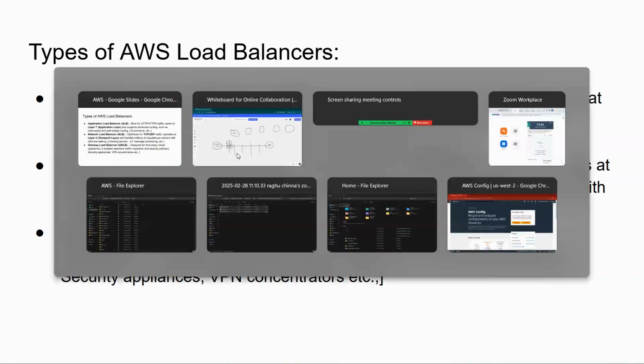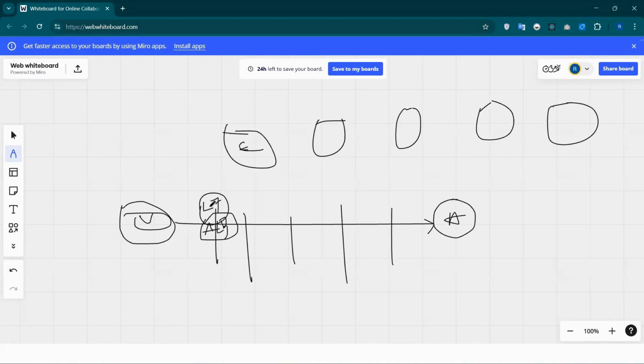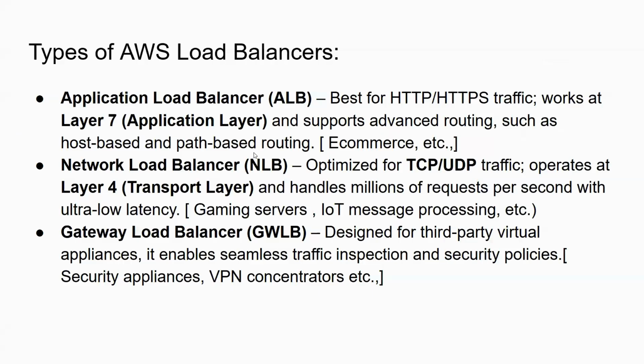The network load balancer is optimized for TCP or UDP to handle the traffic. We use the network load balancer on layer 4, and on layer 7 we use the application load balancer. It operates at layer 4 and handles millions of requests per second with ultra low latency, for gaming servers, IoT message processing, etc.